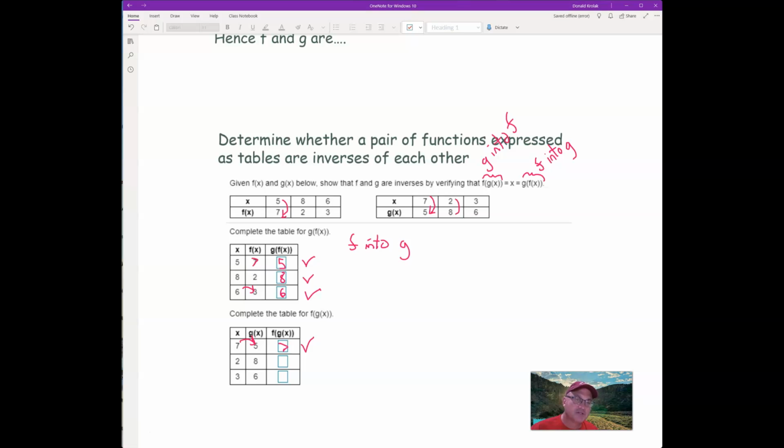2 gets mapped to 8. And I come over here, 8 gets sent back to 2. Yep. And then finally, 3 gets mapped to 6. And I come over here, and 6 gets mapped to 3. So I can say that f and g are inverses.